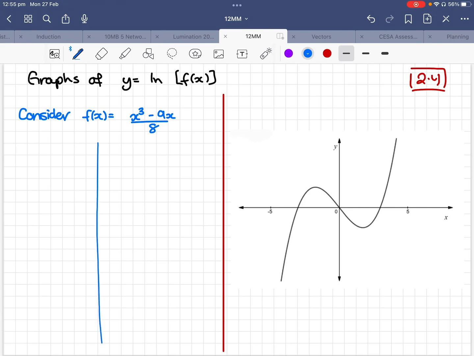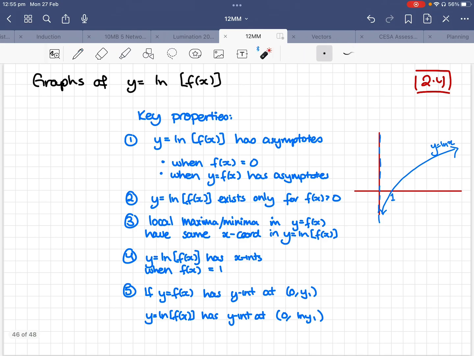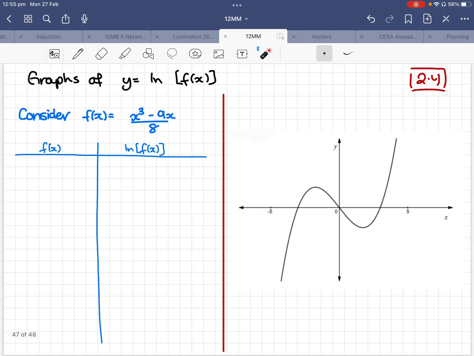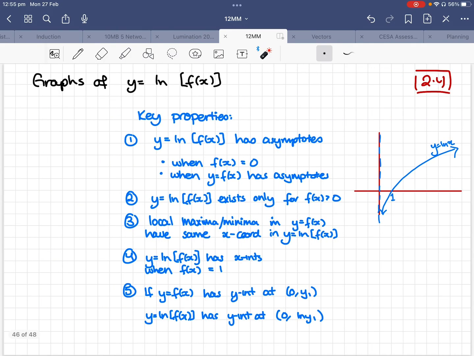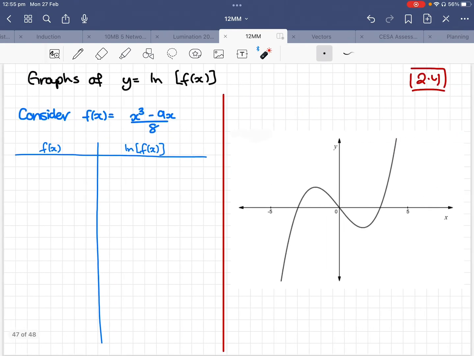let's draw up a little table here. Here we're talking about f of x. Here we're talking about ln of f of x. Let's run through each of these properties. The first property, we're talking about asymptotes. This graph doesn't have any asymptotes. It's a cubic. We can see that it's got that cubic shape. No asymptotes present.